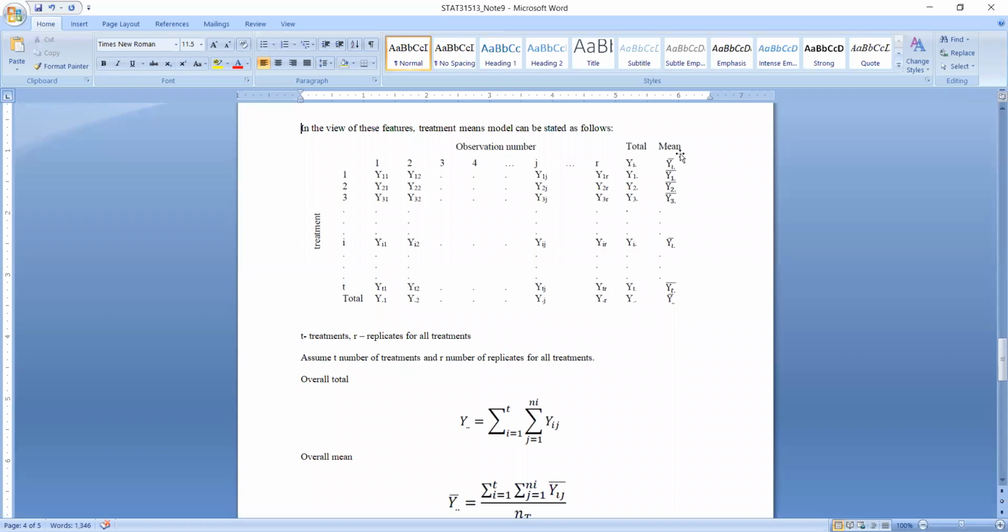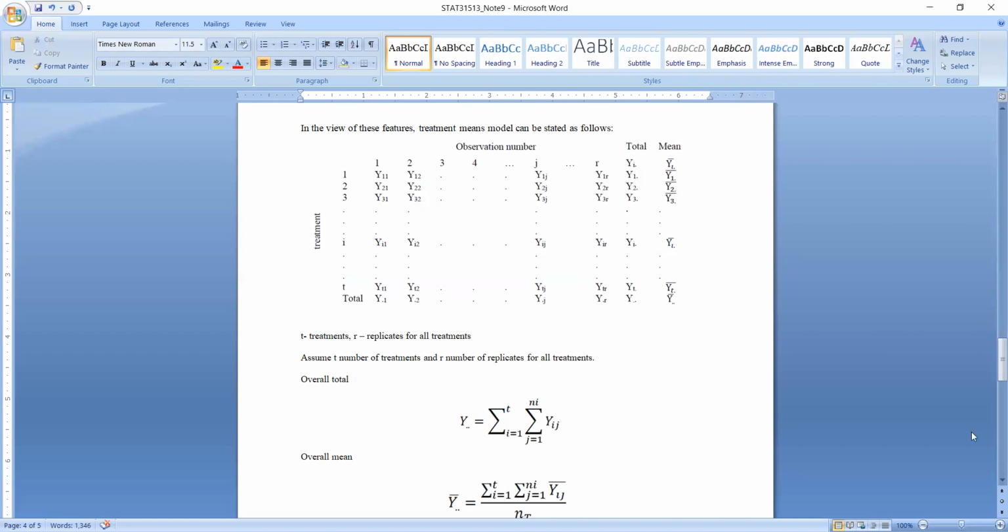And then the mean, we can talk about the treatment mean, because here we know under each treatment how many observations we have. We have R number of observations here. So this total we can divide by R, and then we can talk about the mean of this treatment, that is Yi dot bar. So if you take the third treatment, that is Y3 dot, the row total, and divide that by R, you will have Y3 dot bar.